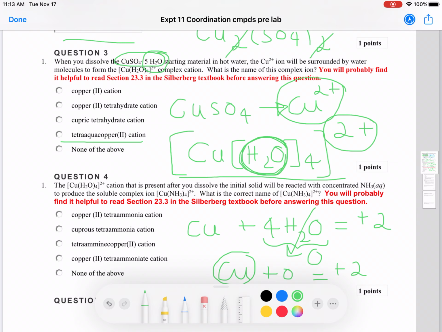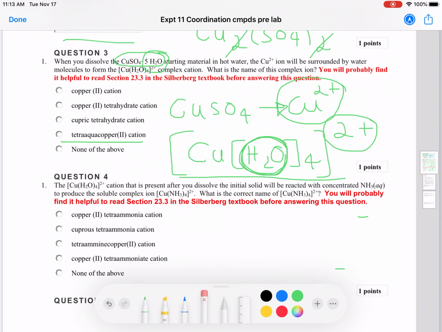The next one, question 4. The cation present after you dissolve the initial solid will be reacted with concentrated ammonia. So the first step of this experiment is that you're going to be dissolving this solid copper sulfate pentahydrate in water, and then you're going to add stinky concentrated ammonia in the hood, and then the product will become the copper amine complex.